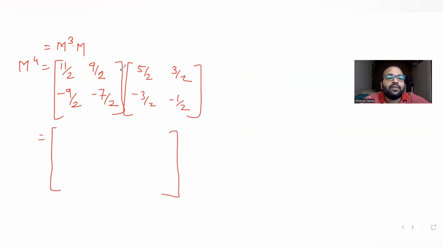11 into 5, that is 55/4, and 9 into -3, that is -27/4. So 55 minus 27, that is 28/4, that is 7. Further, 11/2 into 3/2, so 33/4, and minus 9/4, 24/4, that is 6. Minus 45 and plus 24, so -24/4, that is -6. Minus 27/4 and plus 7/4, so -20/4, that is -5. So I get this matrix also.